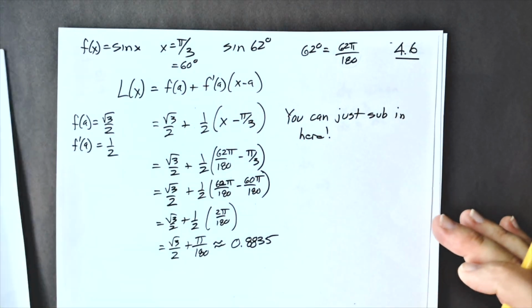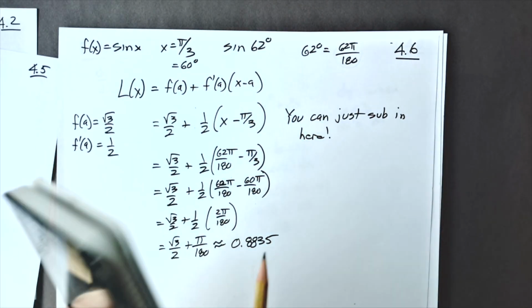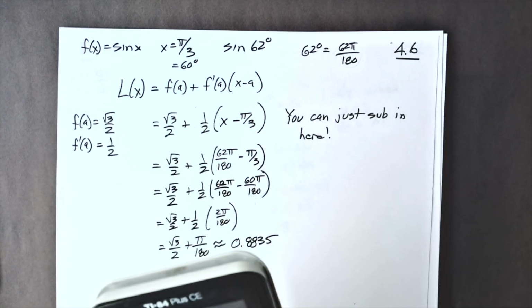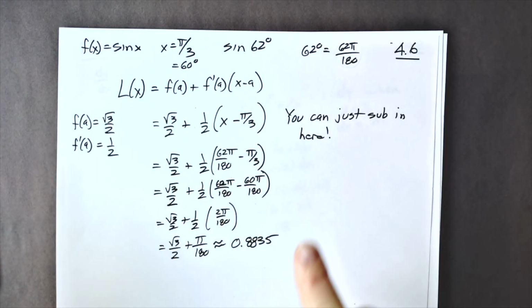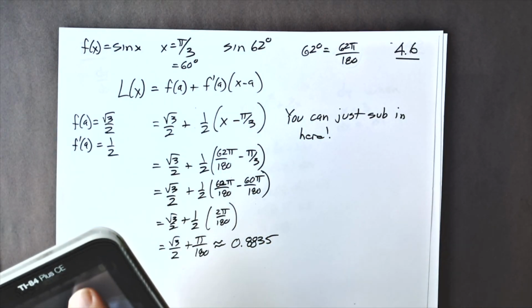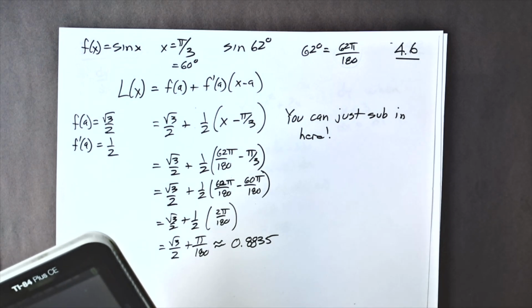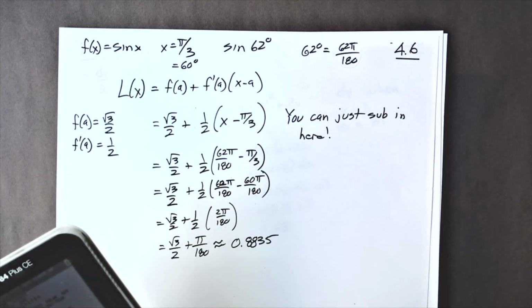I didn't actually find what it was. I have my calculator right here, so let's find what it actually is. Here we go. What is it? The sine of 62 degrees. And I'm in radians. No, thank you, radians. We want degrees. And what do we got here, my friends?